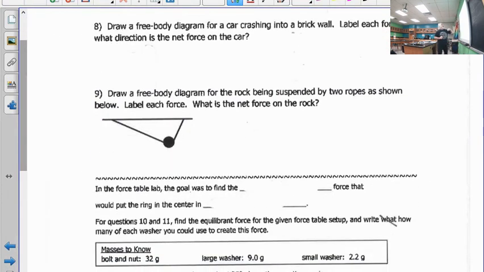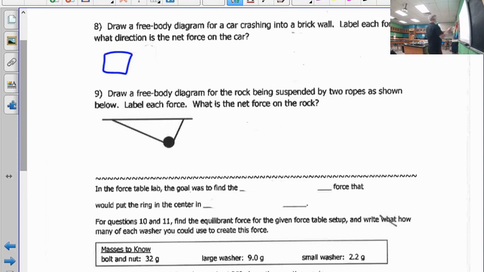Draw a free body diagram for a car crashing into a brick wall. So what's the first thing we do? Just do a free body diagram. The very, very first thing I ask you to do when you draw a free body diagram, what is it that we do? We're going to draw a box. Okay. So our box is going to be our car in this case.